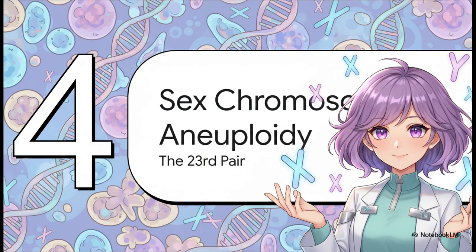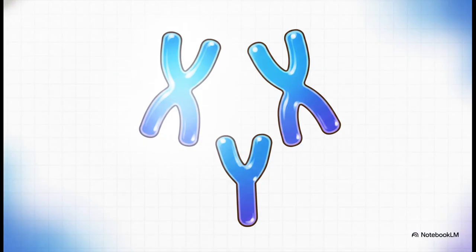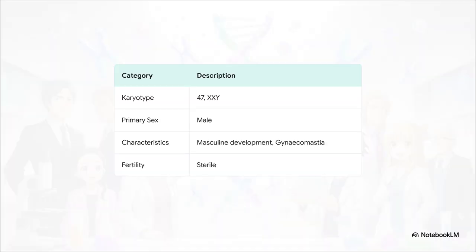Now, it's not just the autosomes that can be affected. This whole aneuploidy thing can also happen with that 23rd pair. Yeah, the sex chromosomes. So let's start with Klinefelter syndrome. This is another case of trisomy, but this time it's all about an extra copy of the X chromosome. So instead of the typical XY karyotype for a male, someone with Klinefelter's has an XXY karyotype. That means they have 47 chromosomes in total.